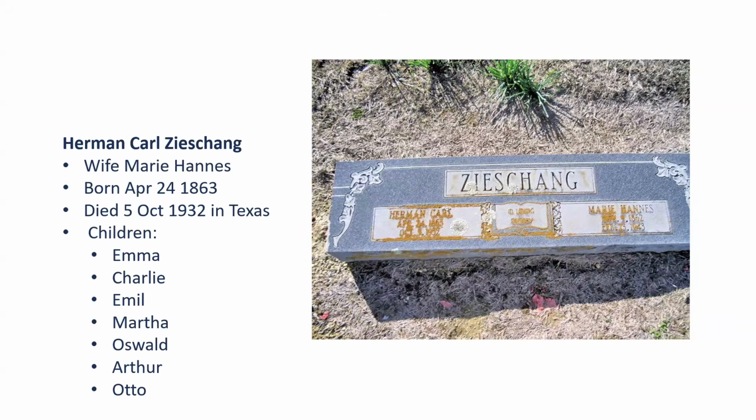So this is Hermann Karl Zischang, and we know this information about him from U.S. sources, that he died in Texas, that he was born in 1863. He had several children. His wife was named Marie Hannes.